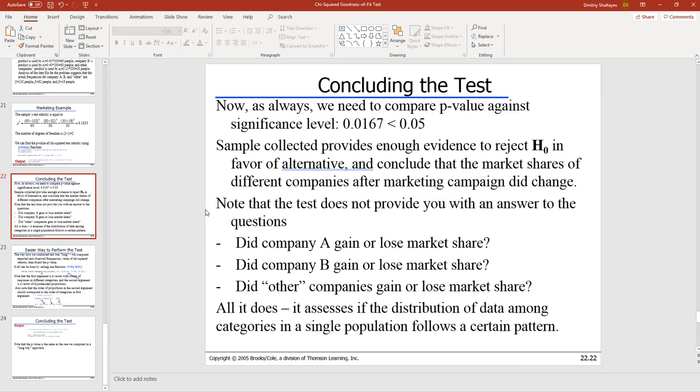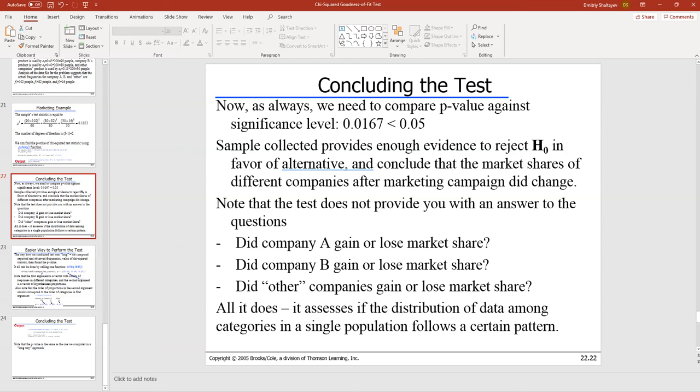The answer that we got out of this hypothesis test is no, proportions are not the same. Some are different from what they used to be. But it doesn't tell you exactly what happened. Who gained, who lost? Nothing. So this test only tells you if there is a change or not. Okay, that's it. One last thing that I wanted to point out is this.